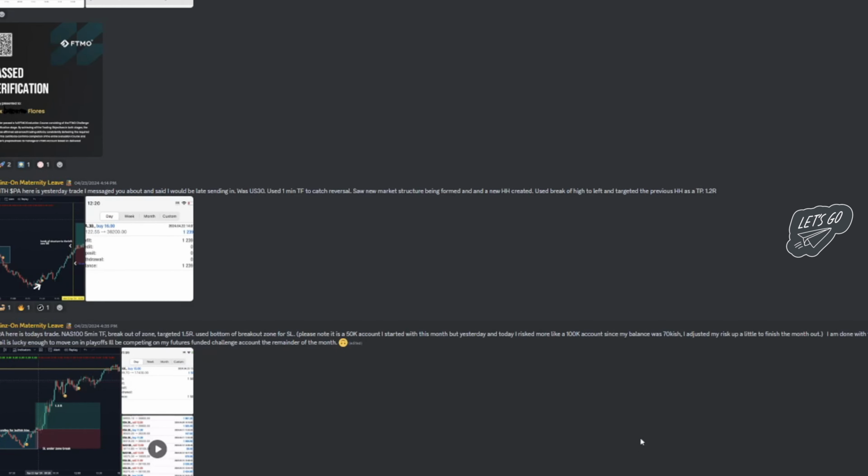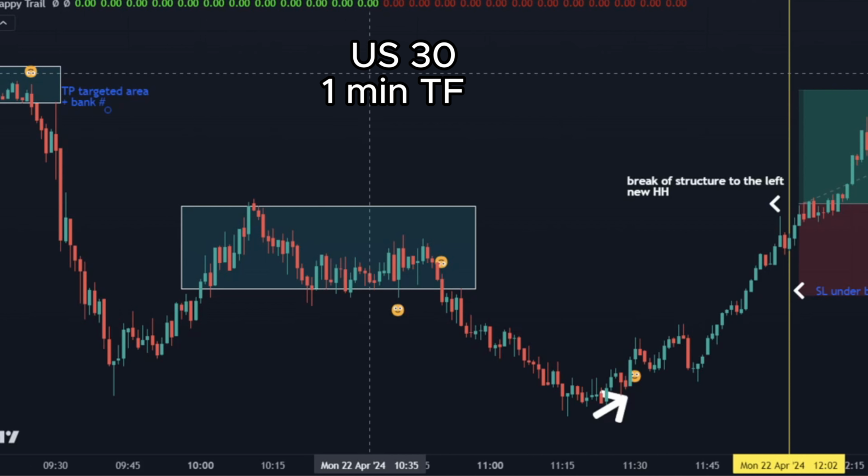All right, so I am here on US 30 on the 1 minute time frame. I only was using the 1 minute time frame for this trade. I know a lot of times I talk about multi-time frame analysis, but that wasn't necessary for this trade. I was just looking at the 1 minute time frame and using the market structure for that.